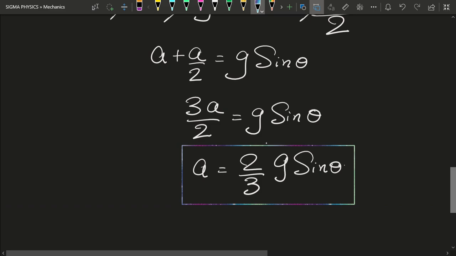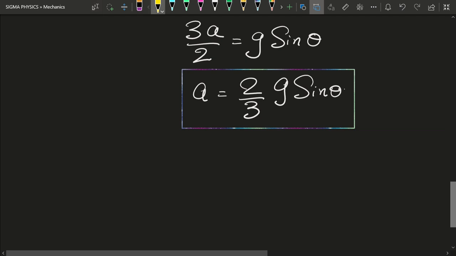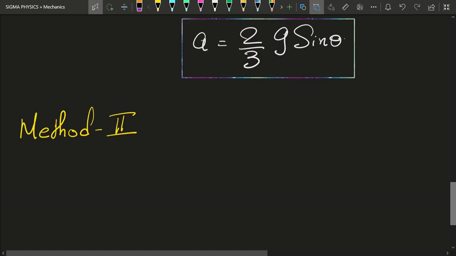Now here we have solved it using a single method, but let us solve it using another method. So method number two. In method number two, we are going to use the expression for torque that we learned in our previous video.